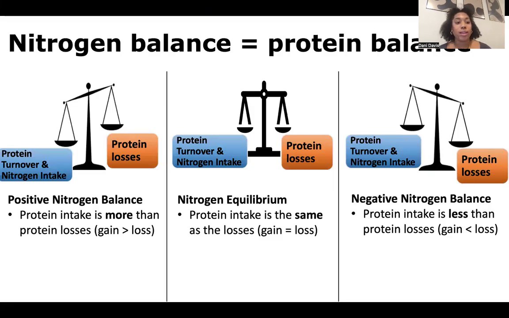All right. So let's keep going. Nitrogen balance equals protein balance. A positive nitrogen balance means protein intake is more than protein loss, so gain is greater than loss. We can take a look at this scale: protein turnover and nitrogen intake would be way more than protein loss. Then we go into nitrogen equilibrium, where protein intake is the same as the losses, so gain equals loss. Therefore we have an even scale. Then there is negative nitrogen balance, where protein intake is less than protein losses, so gain is less than losses, and we have a scale where protein losses weigh more.